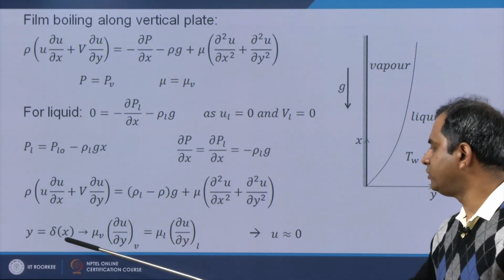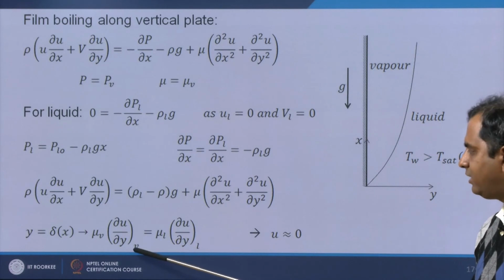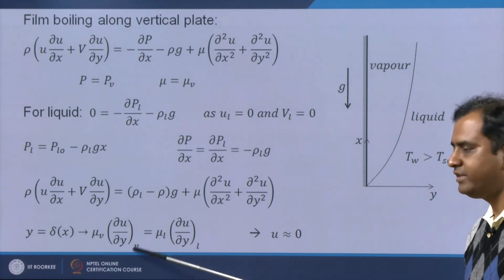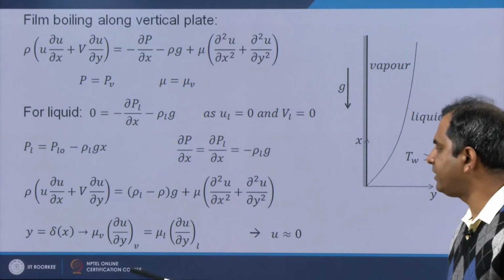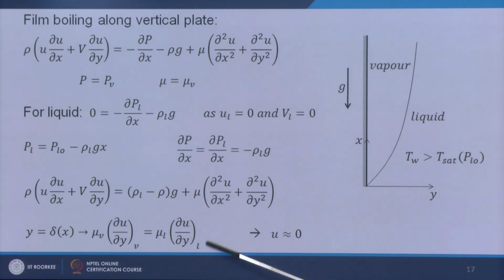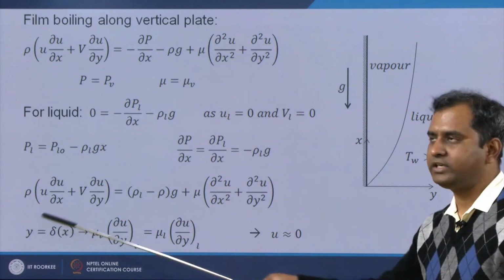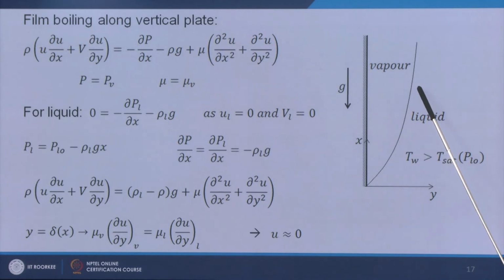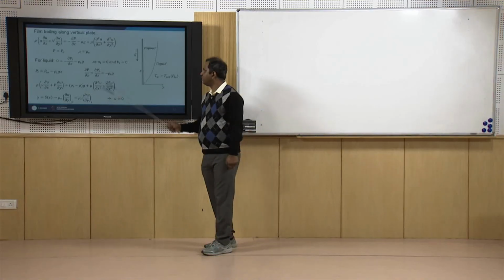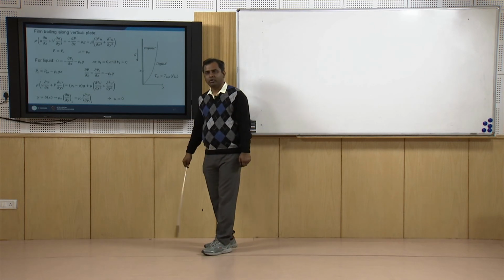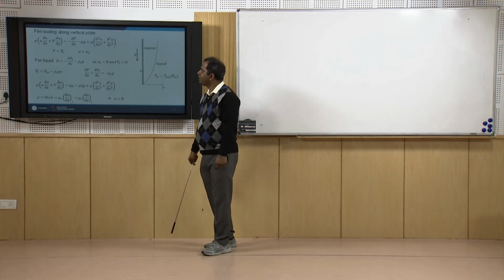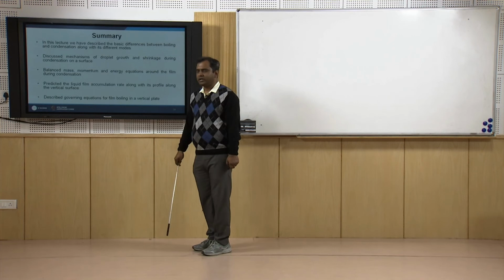So, at y equals delta x, mu V into del u del y in the vapor region, the shear stress in the vapor region is equal to the shear stress in the liquid region. So, this will be the boundary condition at the film edge, the gaseous film edge. With this we can solve this equation in a similar way and get the film thickness for the film boiling situation. So, with this let me end this lecture.